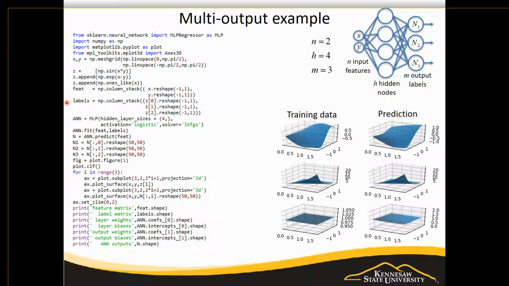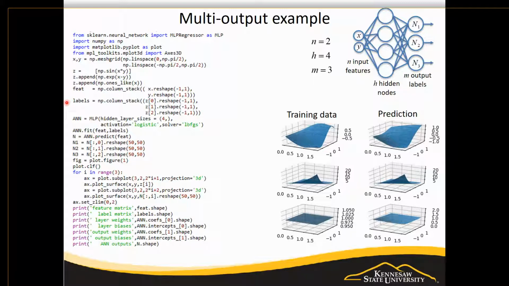Then I need to build my labels. Okay, I'm going to fit the features versus the labels. And again, I need to draw out the z's. That z 2D array, I'm going to reshape it into one big long column. That's Z0. Then I take the Z1 2D array, reshape that into one big long column, take the Z2 2D array, reshape it into one big long column, column stack those 3 things together, and now I have my labels that has 2,500 rows and 3 columns, one for each of the 3 z's that I want.